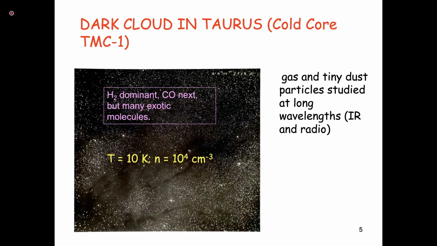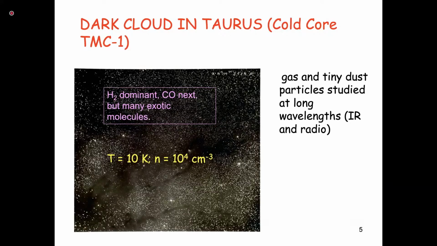And so we can learn from this that there are molecules in the gas and molecules on the surfaces of dust particles. The most abundant molecules in the gas are molecular hydrogen, that's H2, and carbon monoxide, that's CO. But there are many other exotic molecules, as we'll see. The temperature of this region is 10 Kelvin, so that's quite cold. The density in the CGS unit system is 10,000 molecules per cubic centimeter in the gas.